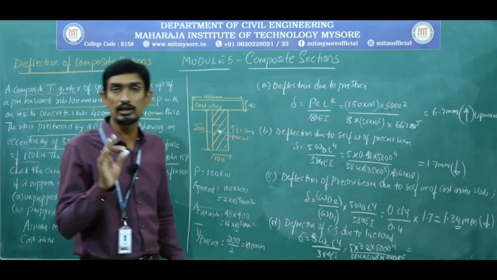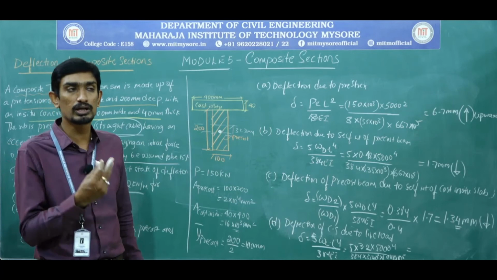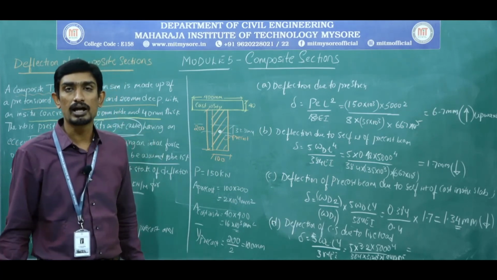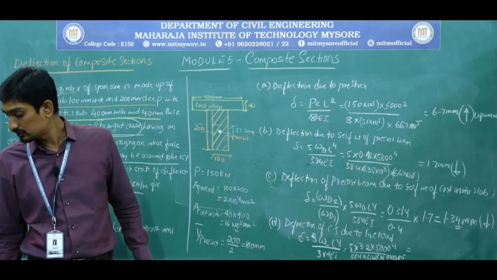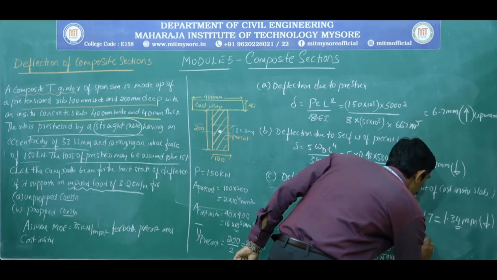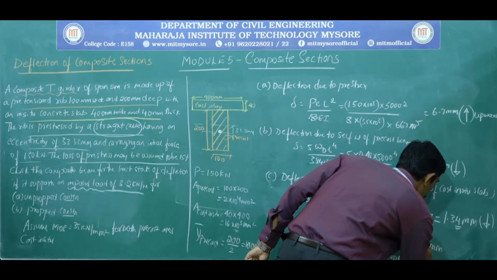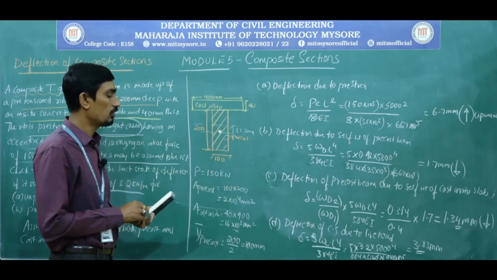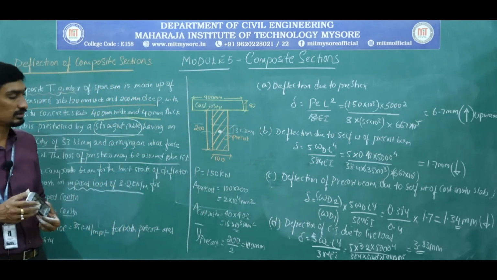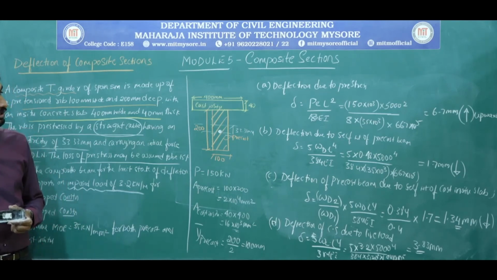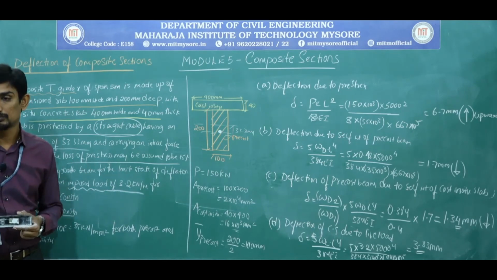Like this, you need to be very careful while substituting. Check once what you are calculating, and based on that substitute the parameters. So the answer will be 3.83 millimeter. So this will be the answer. These are the deflections which I calculated for the unpropped case.